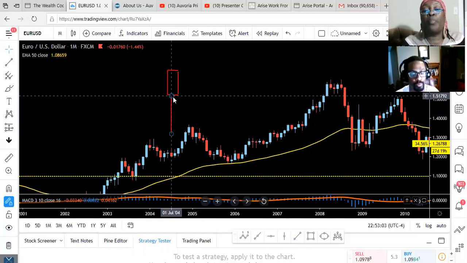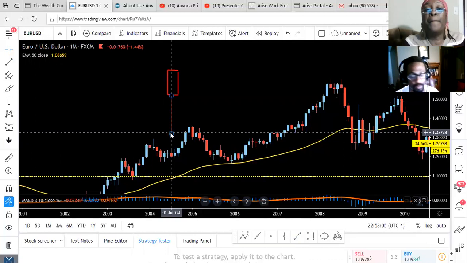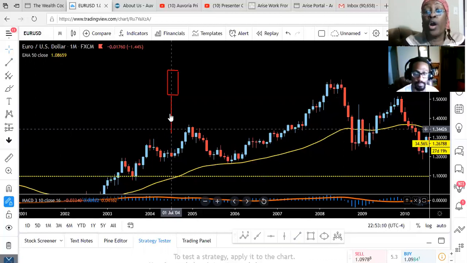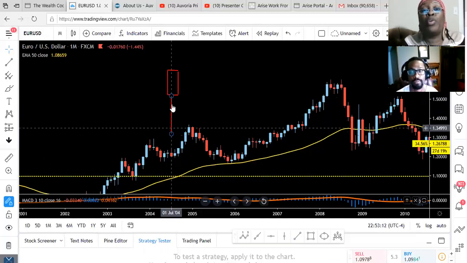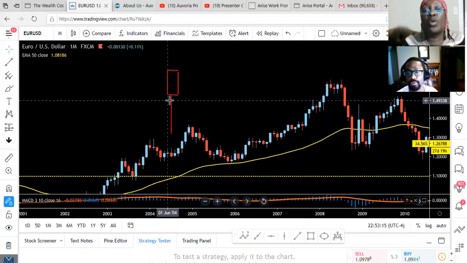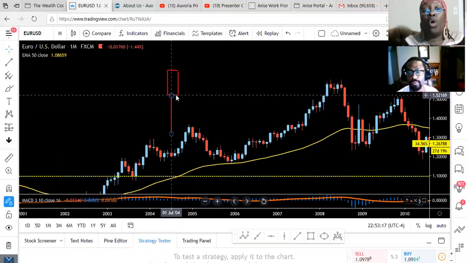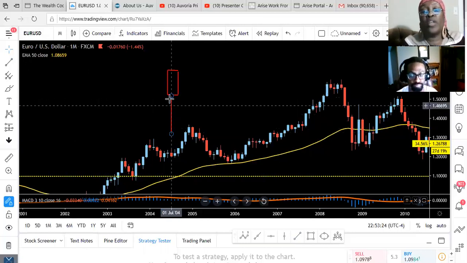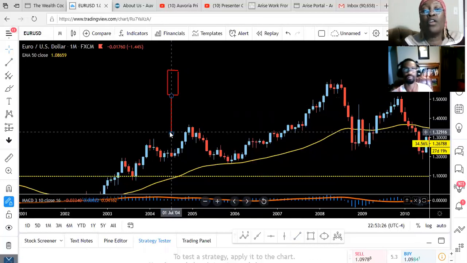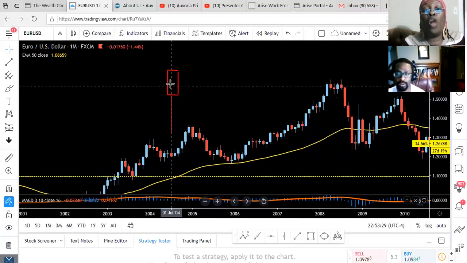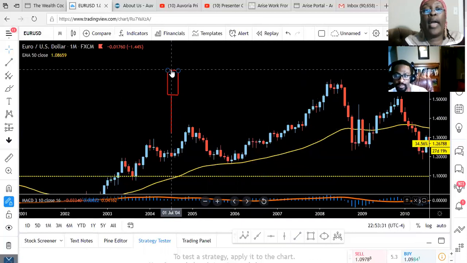The sellers went to push this price down, but the buying pressure was stronger than this push down because it pushed right back up. First, this candle was down here because that's where the sellers were pushing it. Buyers pushed it all the way back up, and maybe a little wick right here.